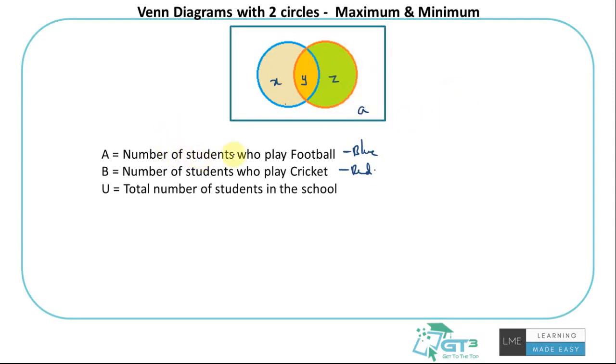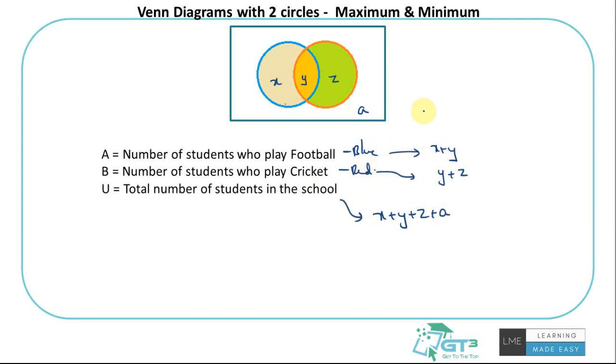So what will be the number of students who are playing football? That will be X plus Y: only football, plus both football and cricket. The number of students who are playing cricket will be only cricket as well as students who are playing both cricket and football. So that will be Y plus Z, and the total number of students in the school will be X plus Y plus Z plus A. That is the total number of students, right? This is the basic thing that we discussed in the earlier video.